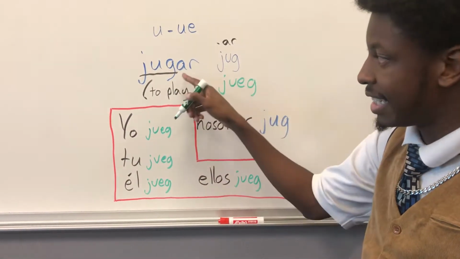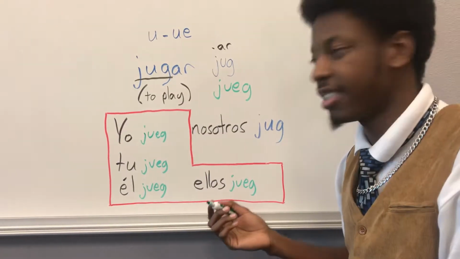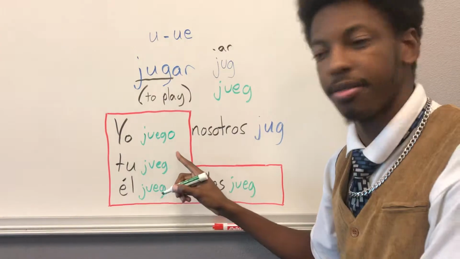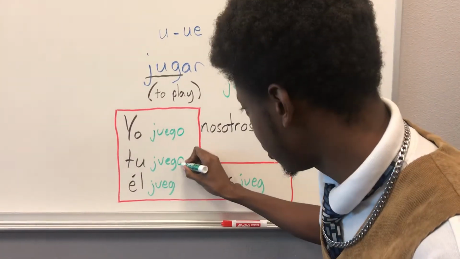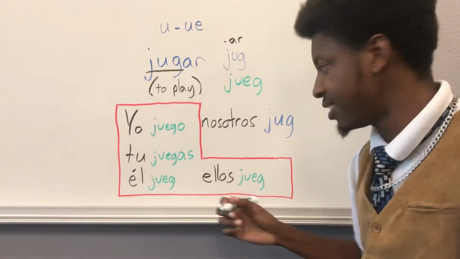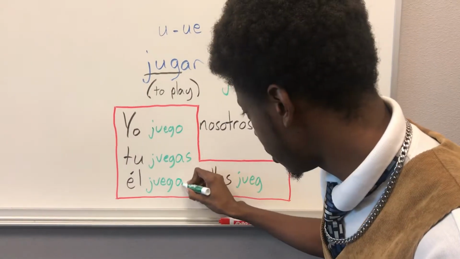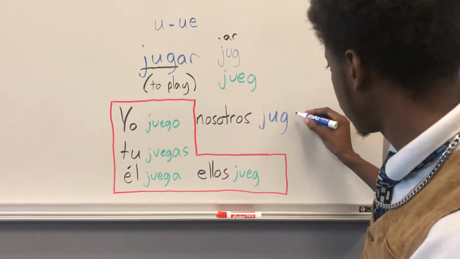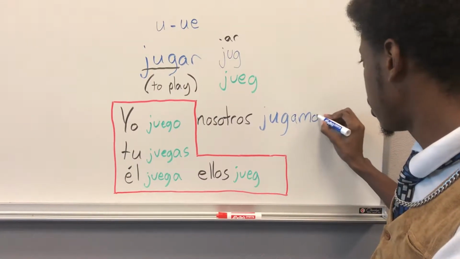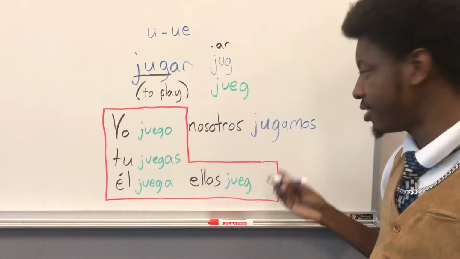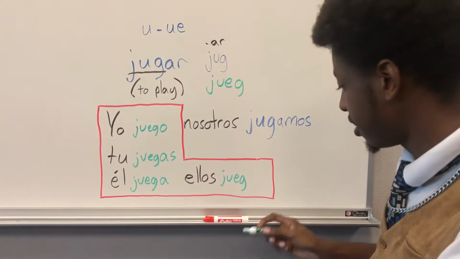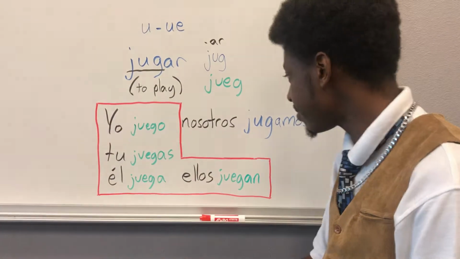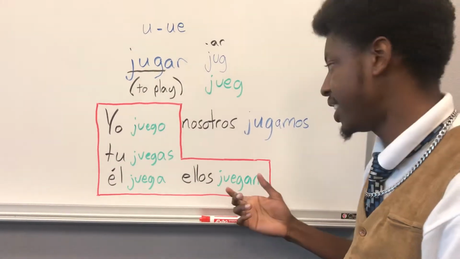So now we're ready to conjugate. And remember, it ends in AR, so we're going to use our AR endings. So yo, juego. Tú, juegas. Él, juega. Nosotros, jugamos. Ellos, juegan. And that is how you do a stem changer.